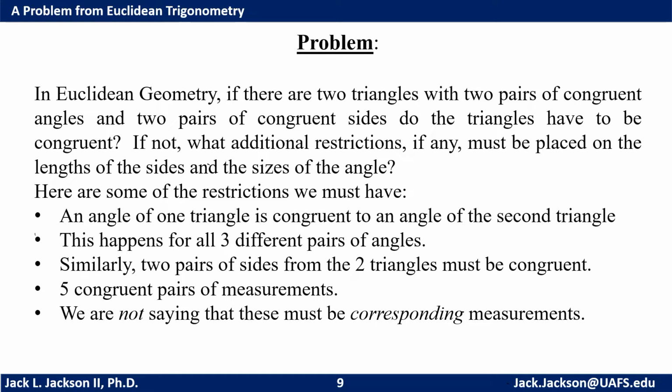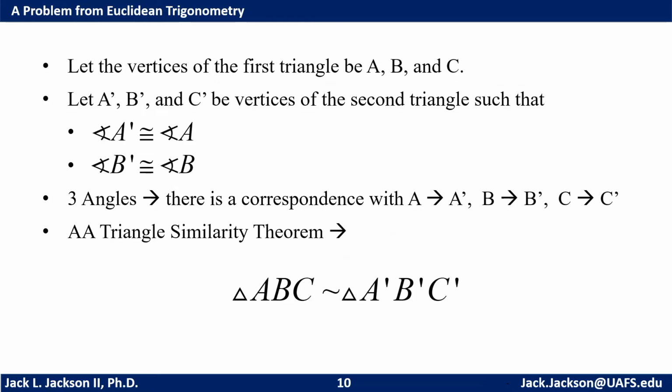But notice we're not saying that these must be corresponding measurements. That's going to be the trick here. So let the vertices of the first triangle be A, B, and C. And let's label the vertices of the second triangle A prime, B prime, and C prime, such that angle A is congruent to angle A prime, angle B is congruent to angle B prime, and then of course this is going to make angle C congruent to C prime.